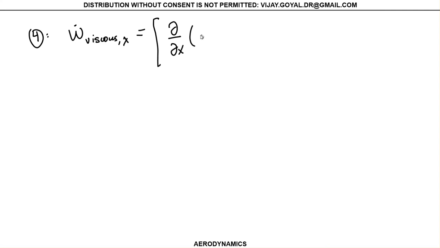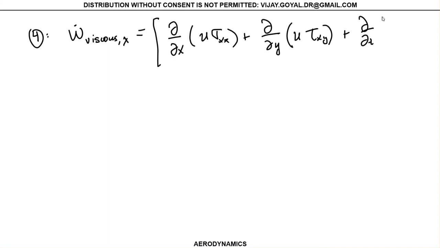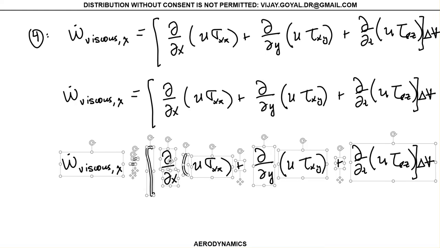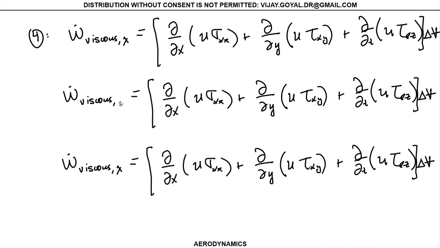So this will be the partial of x of u sigma xx, plus partial of y of u tau xy, plus partial of z of u tau xz, times delta volume. Similarly, we can do this in all other axes.